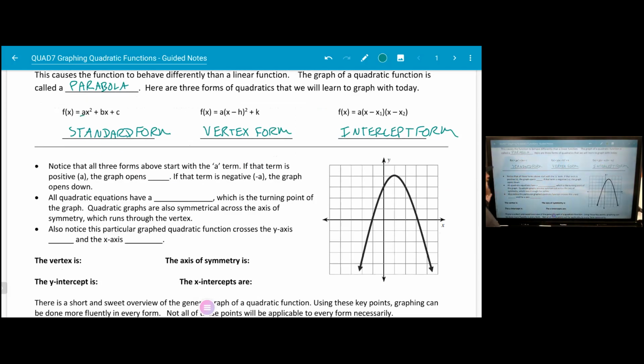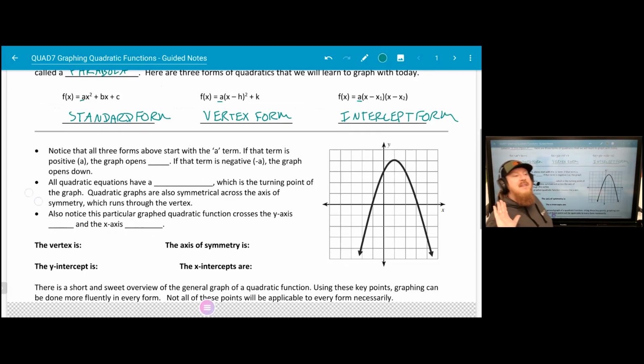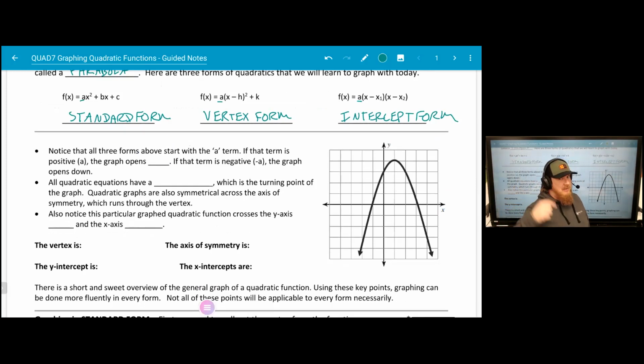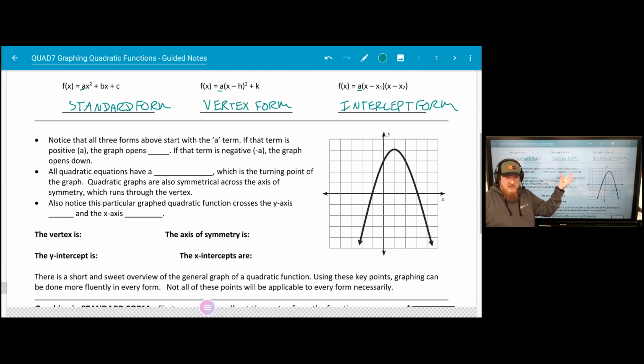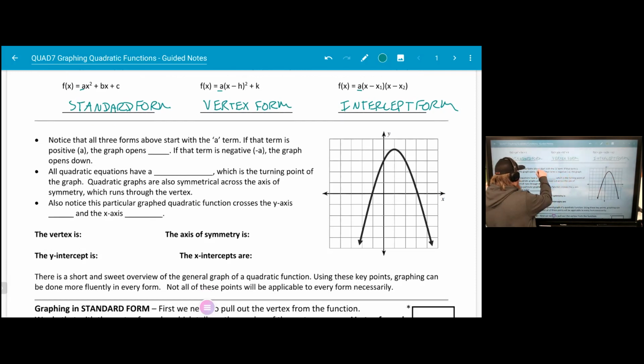This a is what determines if the graph opens up or down, right? Maybe it's a reflection over the x-axis. Remember that one? That should come back to you. If a is positive, we don't have a reflection. We just say that it opens up. If it opens up, that vertex point is a minimum. If a is negative, our parabola opens down and we have a maximum for a vertex.